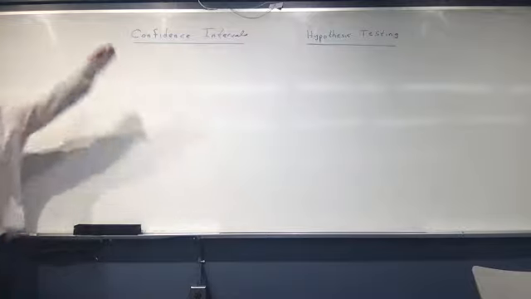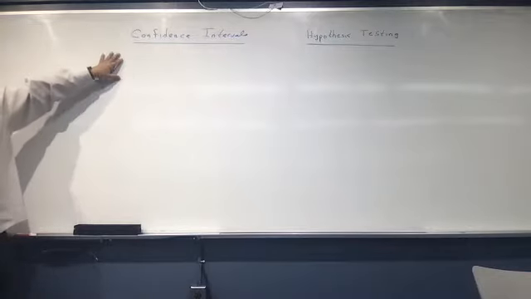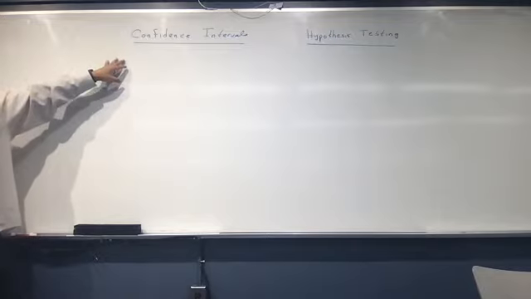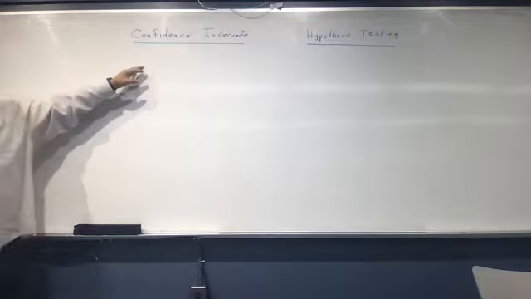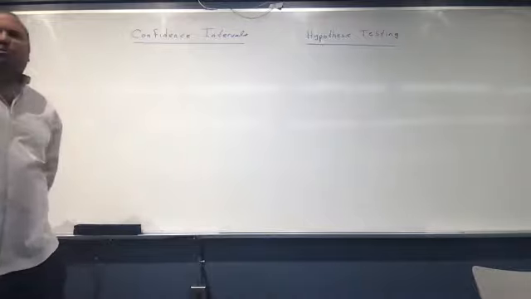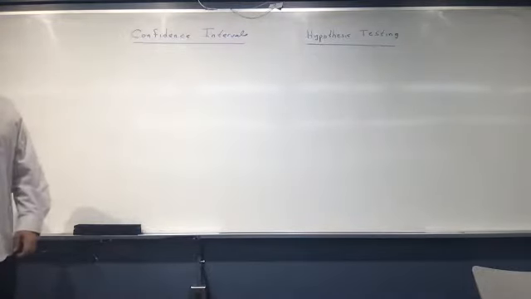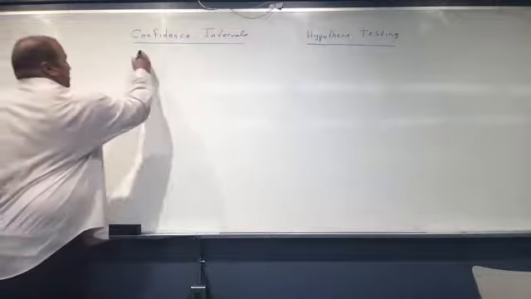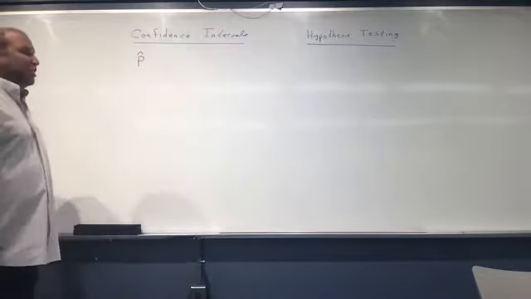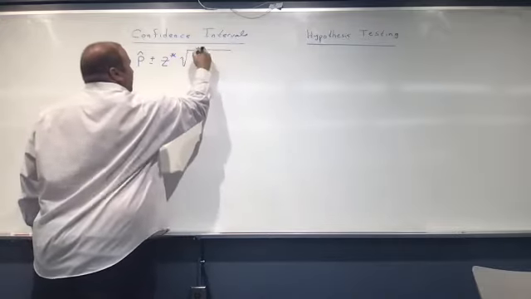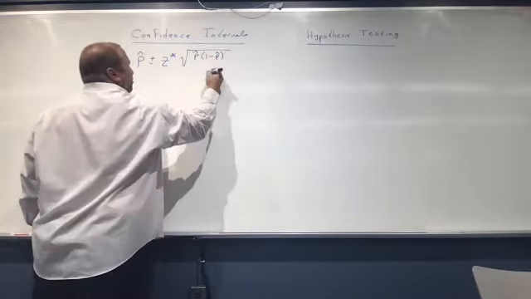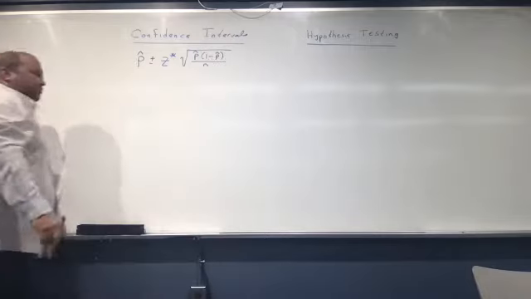Can someone remind me, preferably without looking at your notes, what was the formula for the one proportion confidence interval? There's no X bar in proportions. It's P hat plus or minus Z star times the square root of P hat times (1 minus P hat) over N.